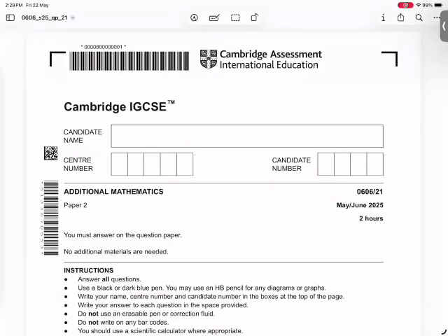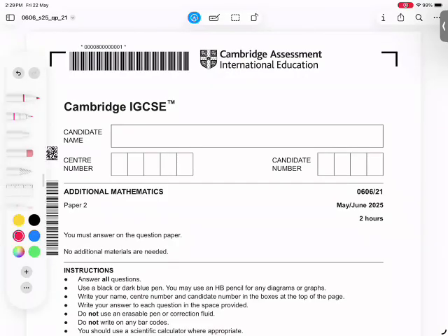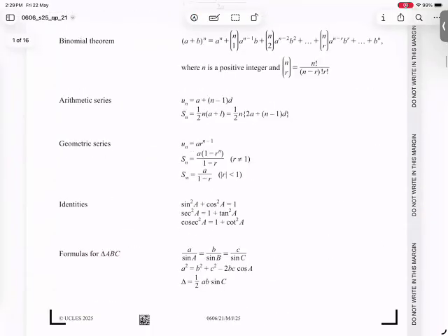Bismillah ar-Rahman ar-Rahim. This is the June 2025 variant 21 complete Additional Mathematics Paper 2, and we are going to start. Question number 1.